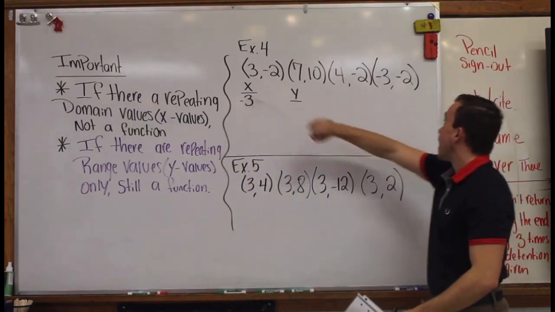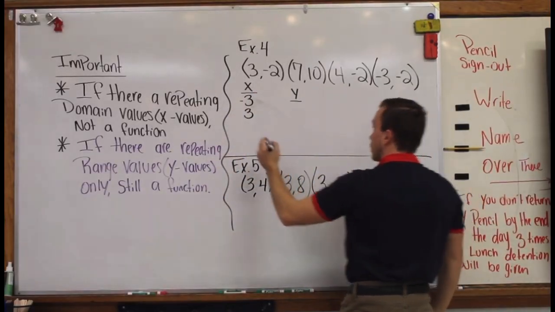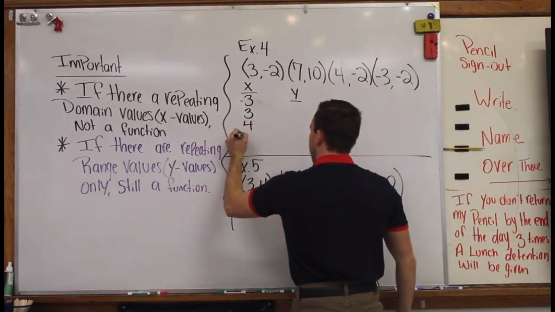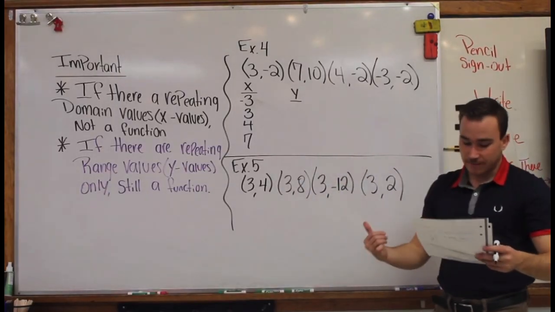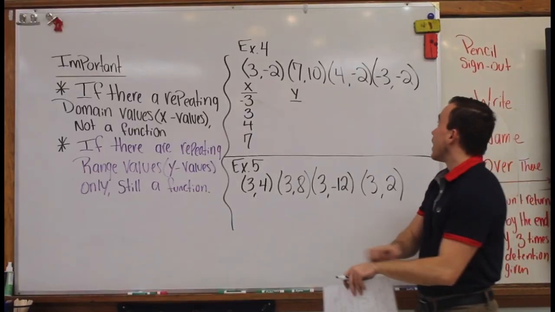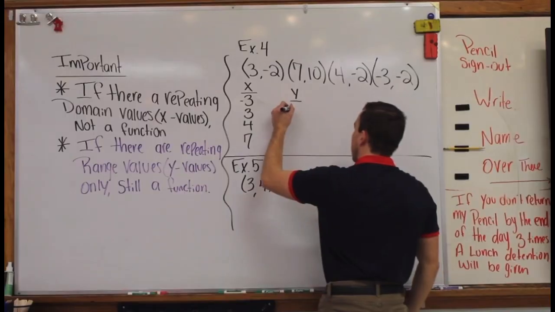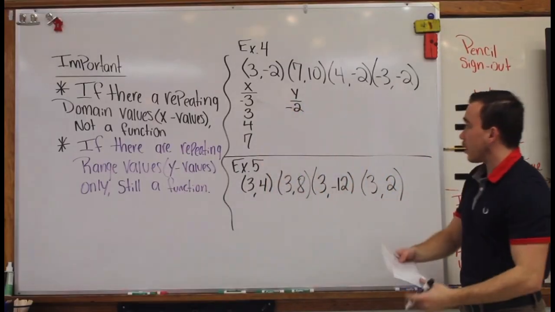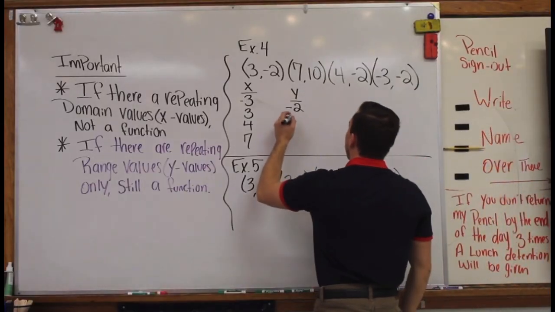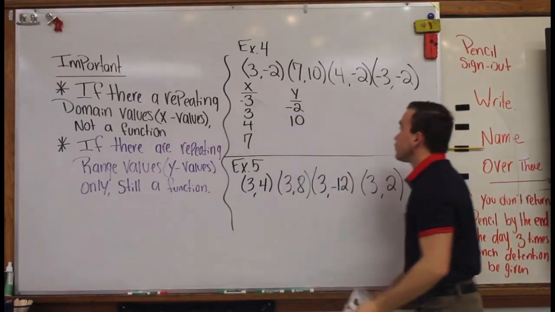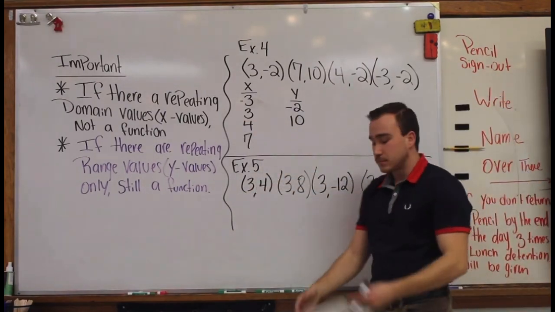Then it goes +3 as our next, then we have 4, and then we have 7. So those are our 4 domain values, because those are our x values. Then our smallest range value is -2, and we list it only once when listing our range. And then our other output value, our range value, is 10. Input values are x. Output values are y.